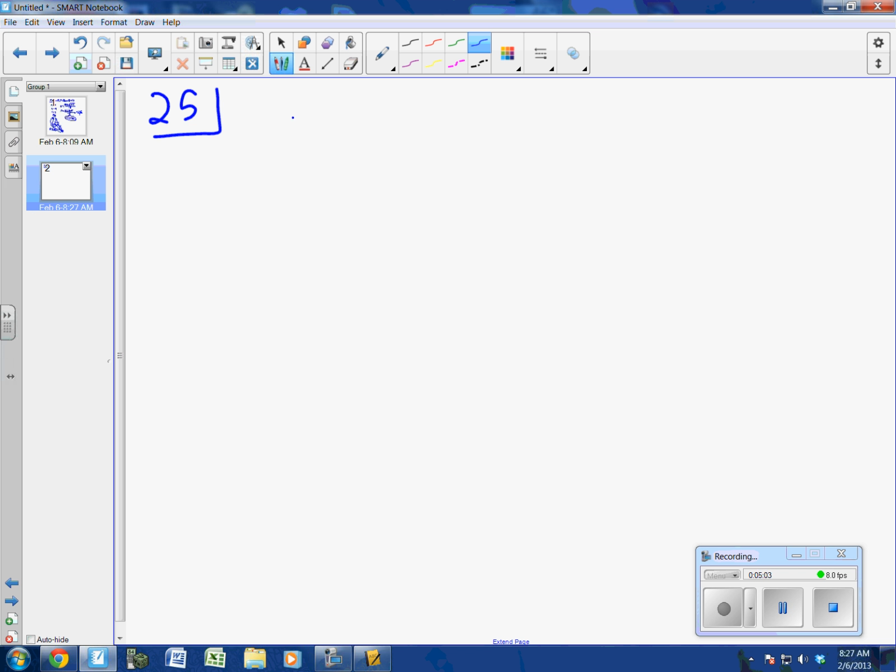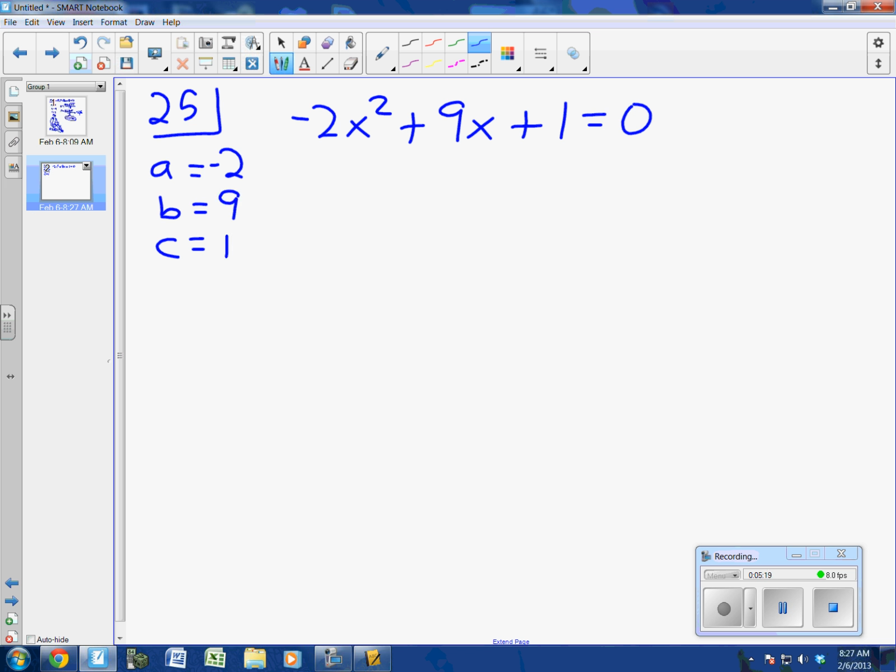Okay, negative 2x squared plus 9x plus 1 equals 0. Okay, we got to figure out A, B, and C. What are A, B, and C? What's A? What's B? And what's C? Okay, we're going to use the formula. I didn't write the formula out last time, so I'm going to write it out this time. Okay, so we got someone at home watching this and needs it.